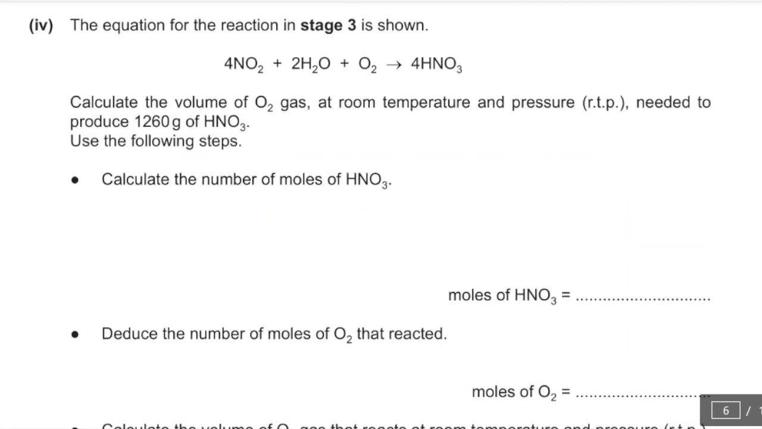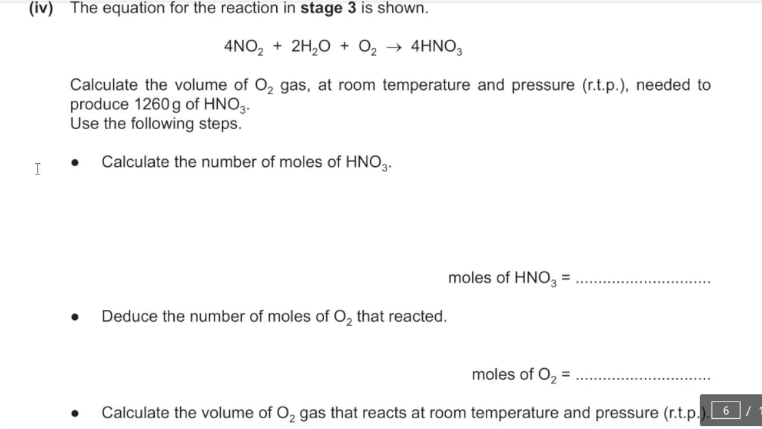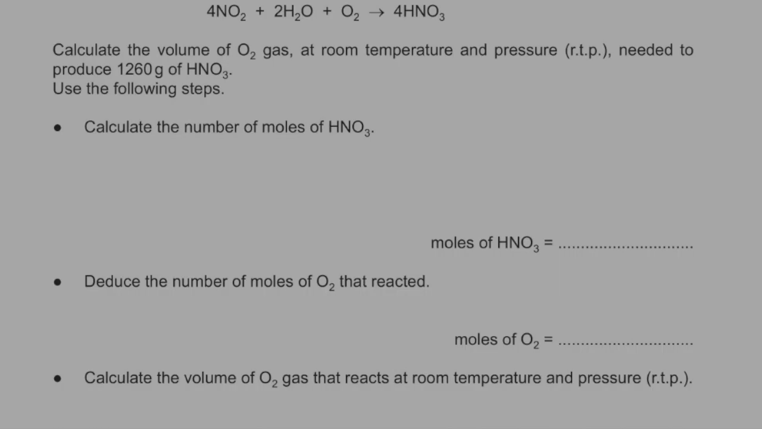The equation for the reaction in stage 3 is shown. Calculate the volume of oxygen gas at room temperature and pressure needed to produce 1260 grams of nitric acid. Calculate the number of moles of nitric acid over here. Alright, so we have the mass over here. Moles is equal to mass over molar mass.